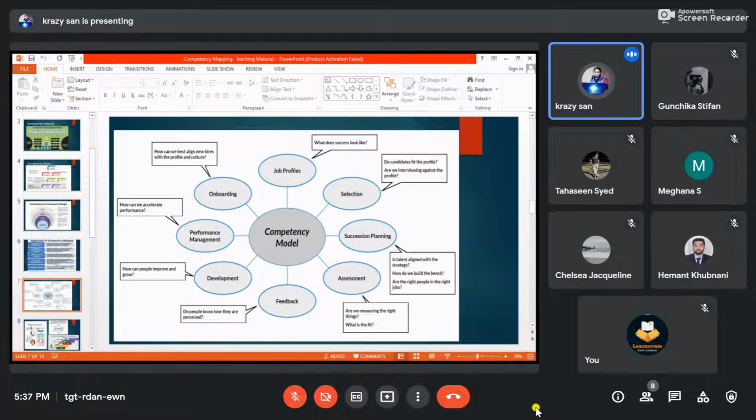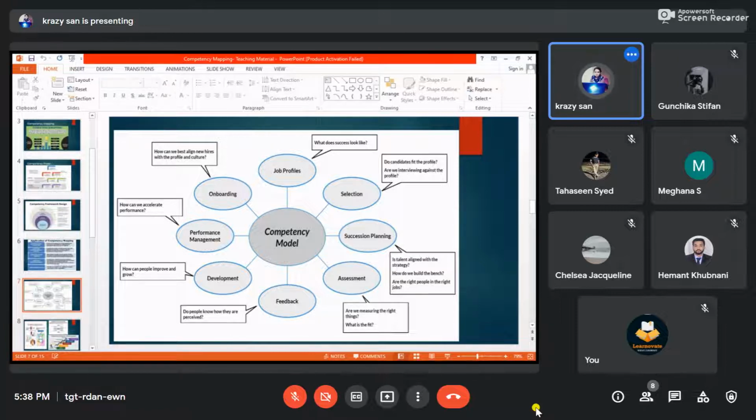And if a person has the skills and abilities for one thing and is working in another, that is a big mess made by the human resource manager. That has to be corrected and evaluated very properly. The assessment must measure the right things. What is the fit? It's not that you go with a random selection, random assessment, or random job profile. No, it has to be very systemized and less time consuming. That comes with the onboarding.